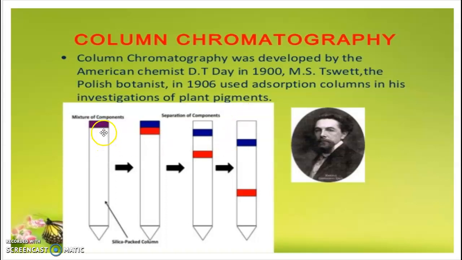See, at the beginning we introduce a mixture of purple color. After undergoing the column chromatography process, it separates into blue and red. After some time, as it moves like this, the red is eluted first and the blue is eluted next, and they are collected in different beakers.